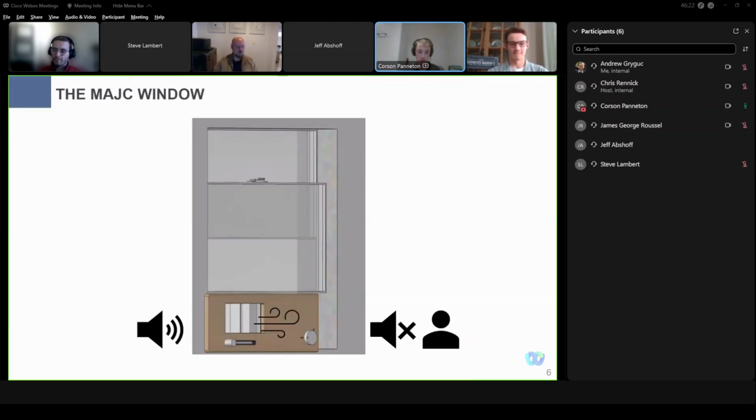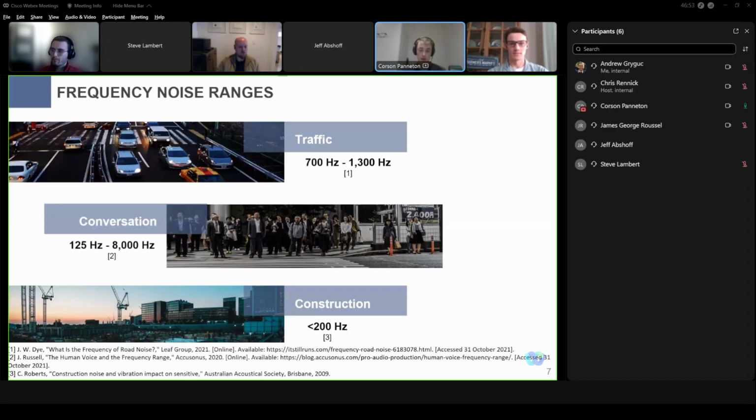Just to give you a feel, this is jumping a little bit farther ahead into what we've come up with. We've down selected to a window insert that works particularly with a sliding window. It's a box that fits in like a window mounted air conditioner, but it is not an air conditioner in the sense that it doesn't use electricity to cool the air. It's just drawing in the air from the outside, and has a lot of passive sound damping technology inside it, and that's what we've been working on.